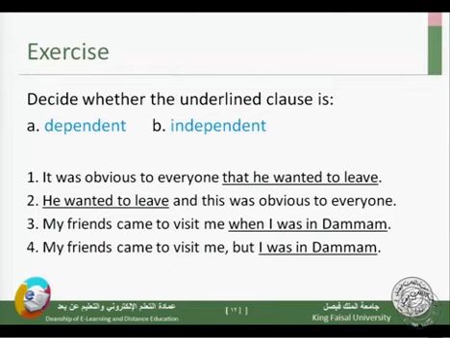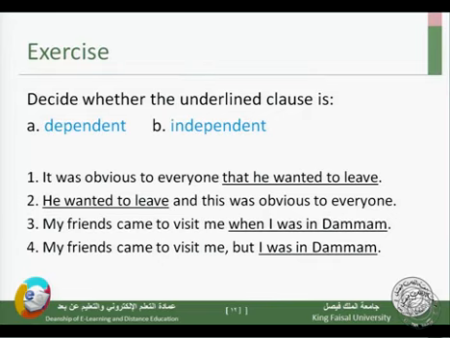Number 2, he wanted to leave, and this was obvious to everyone. Here we have he wanted to leave. If you notice, it is similar to number 1. But here, we don't have a subordinator before it. We don't have a subordinating conjunction before it. So he wanted to leave. In this case, this is independent.